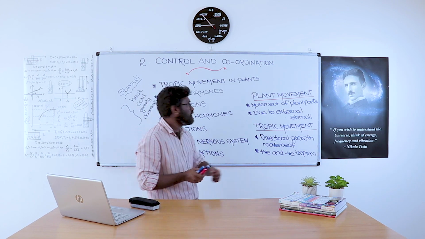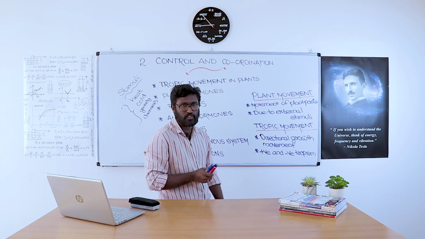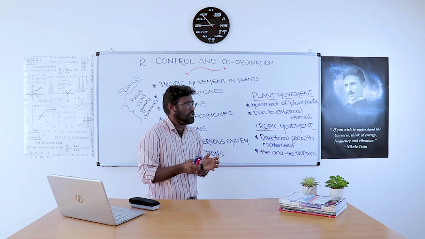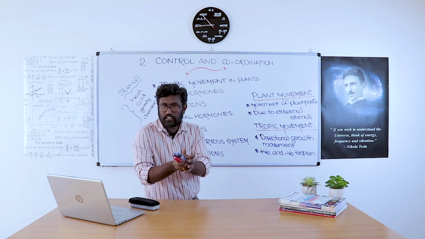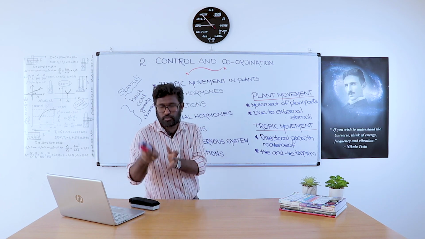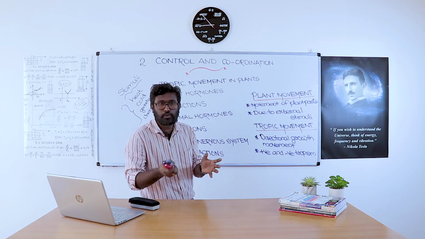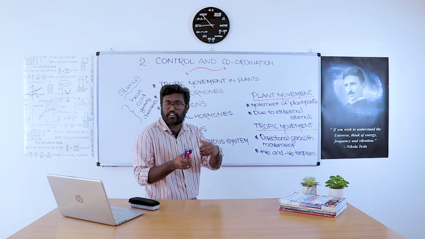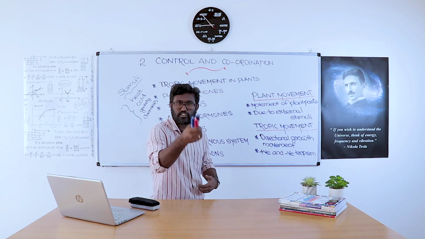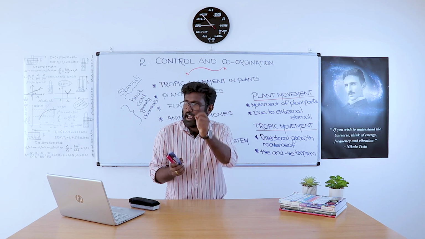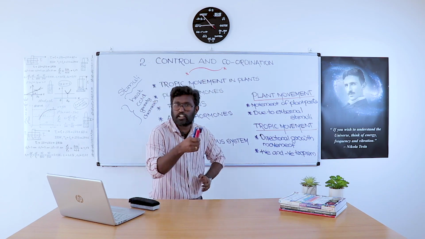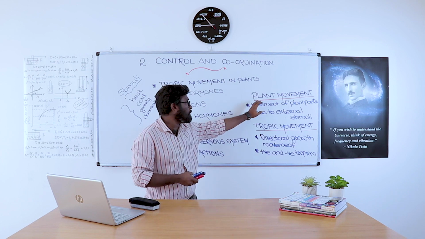So here we want to discuss plant movements. What is meant by plant movement? It is the movement of a plant or plant part like root or shoot with respect to an external stimuli. It is the movement of an individual plant or plant part with respect to an external stimuli. That's simply called a plant movement.